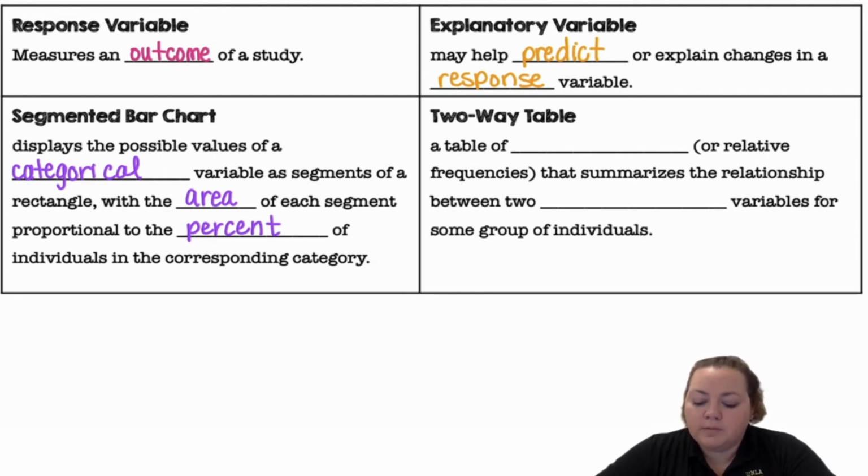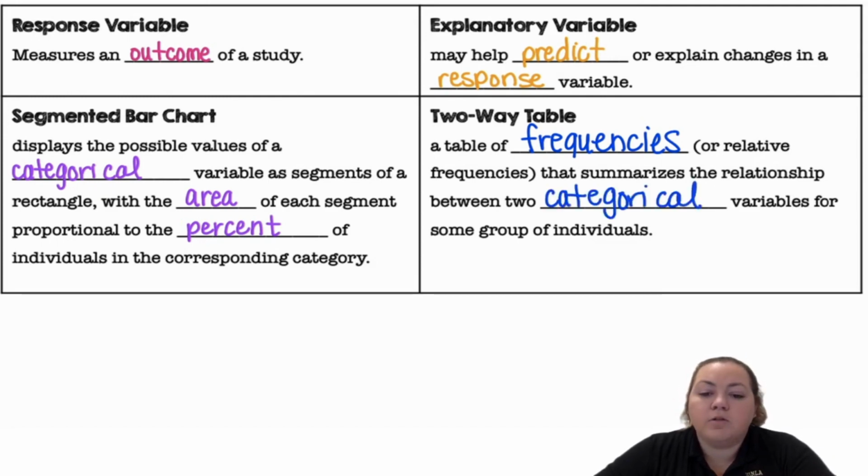A two-way table is a table of frequencies or relative frequencies. So remember, frequencies are counts, relative frequencies are percentages, that summarize the relationship between two categorical variables for some group of individuals.